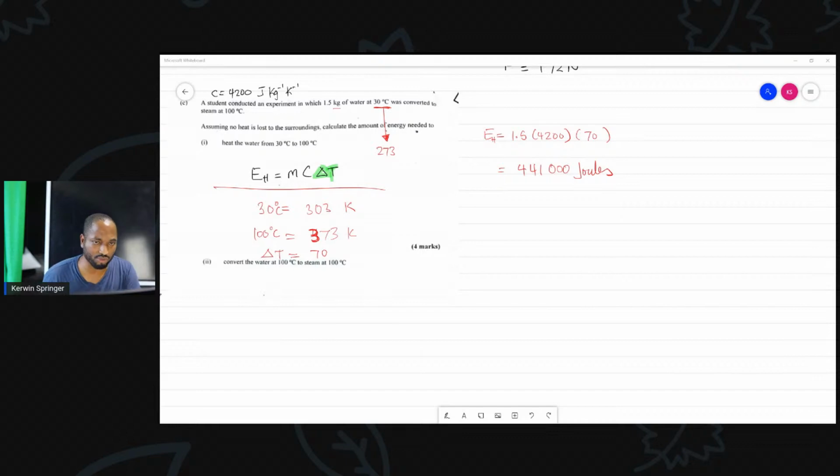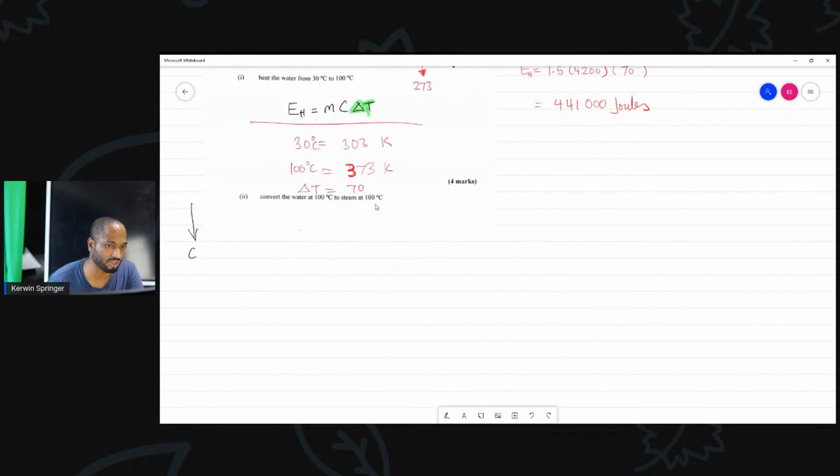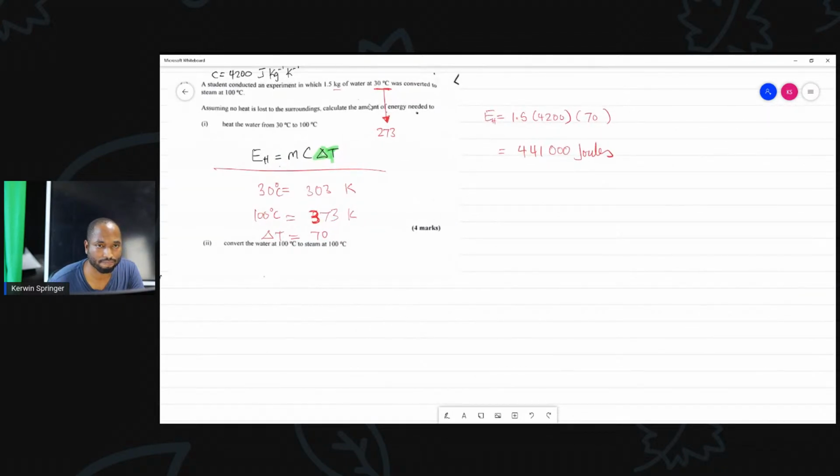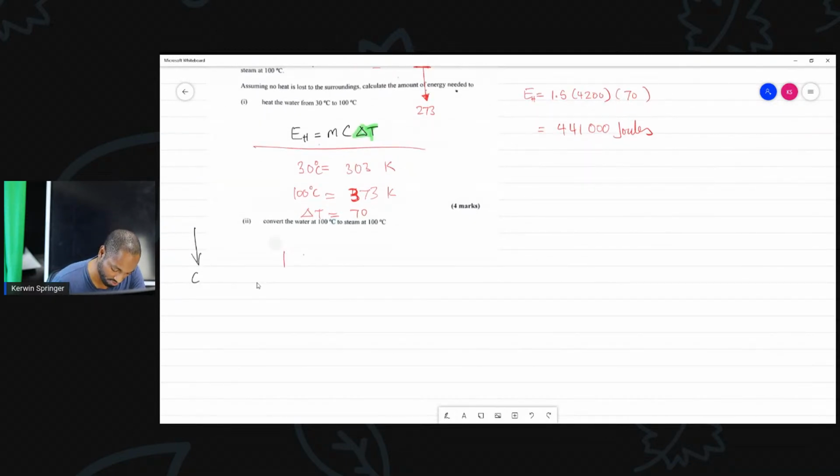Now convert the water at 100 degrees Celsius to steam at 100 degrees Celsius. We want to find the heat energy. What equation are we going to use for this part? We can leave that in joules. They didn't say joules or kilojoules or anything, so you could put it in standard form if you want. Latent heat of vaporization, well done. So H, the energy from latent heat of vaporization, is equal to mL_v. There's no delta T here because the change in temperature is just 0.